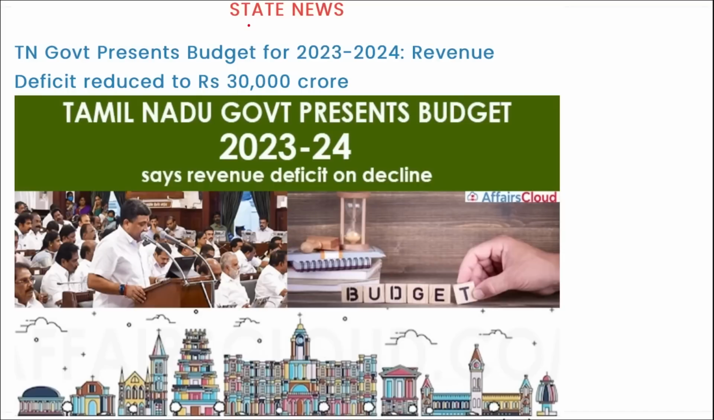Next is for the state news. Tamil Nadu government has presented a budget for 23-24 and the revenue deficit reduced to 30,000 crore rupees. Who is the Chief Minister of Tamil Nadu? MK Stalin. Alright, so remember, the Tamil Nadu state budget was presented by Thiaga Rajan for 23-24.